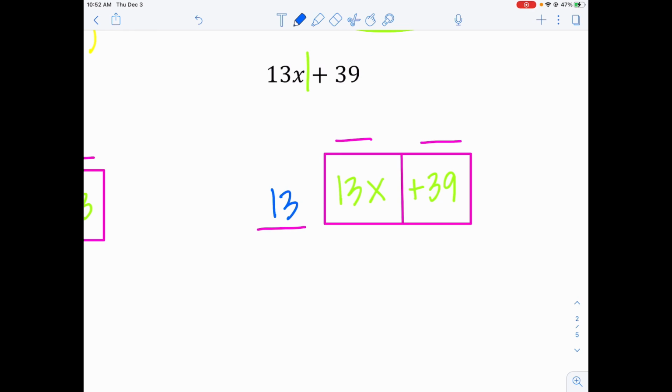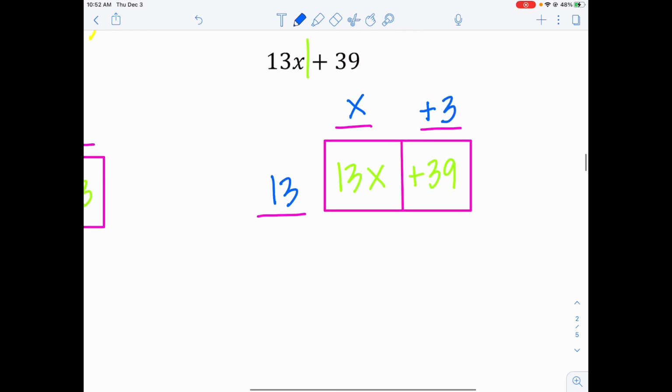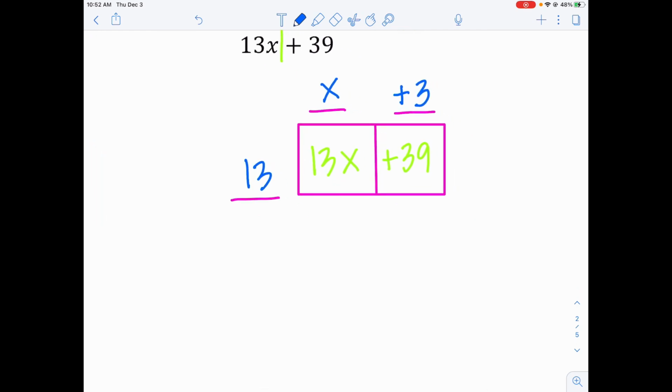13x divided by 13 is 1x, or I can just write x. And a positive 39 divided by 13 is a positive 3. My last step is to rewrite the expression with my parentheses. So 13 goes in front of the parentheses, and x plus 3 goes inside, and that's my answer.